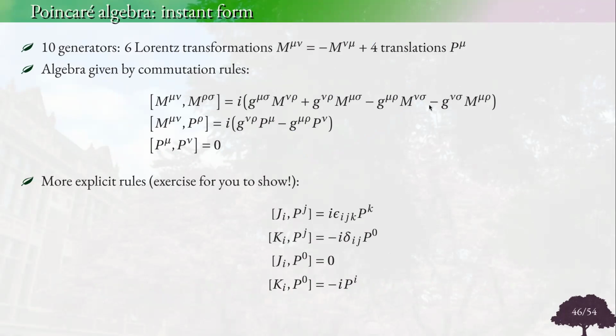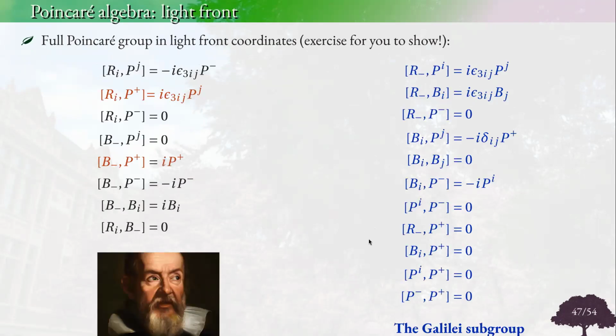You have this one that we've been playing with the last few slides, and there's also a commutation rule between the Lorentz generators and the translation generators, and the translation generators commute with each other. More explicit rules that you can derive in instant form, I'm leaving that as an exercise, are written here. Now for light front, again, I'm going to leave this as an exercise for you to show.